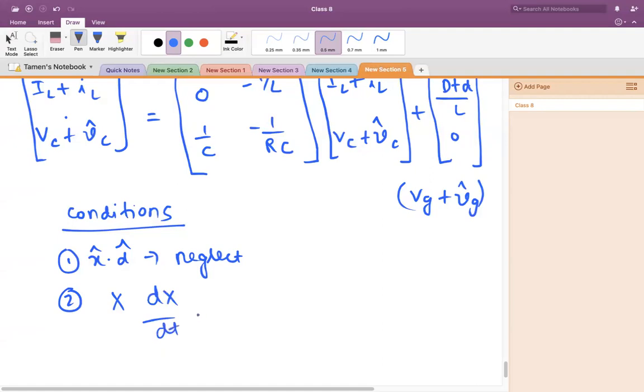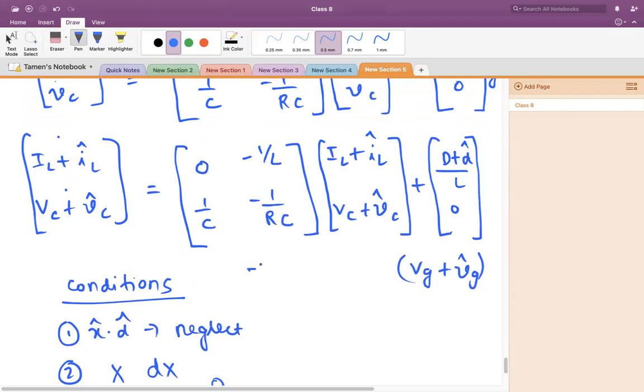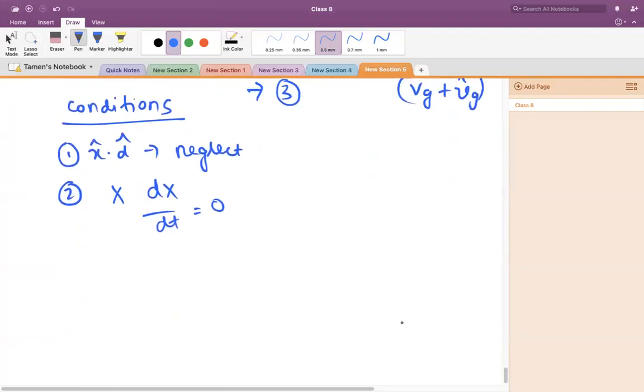Derivative of capital X will be 0. These are the two conditions. So now this equation number 3, we will separate, because here it contains both parts, the steady state and the small signal. We'll separate this. That is IL dot and VC dot plus IL hat dot, VC hat dot.